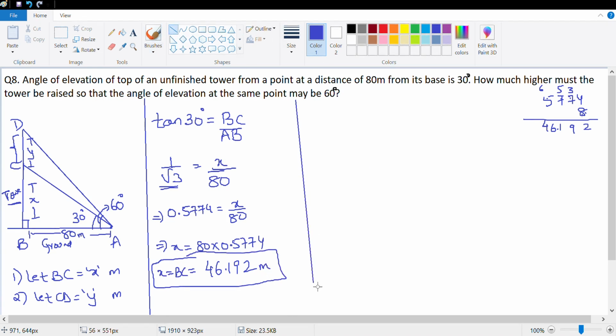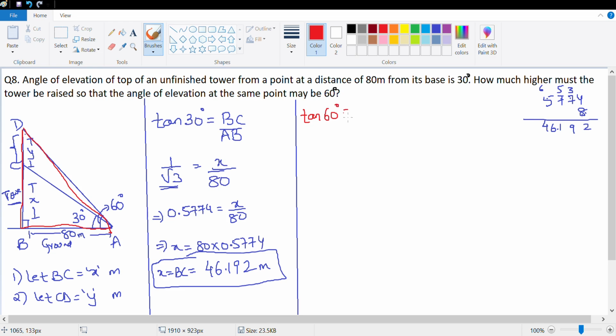Perfect. So we've got the value of BC. Now we need to figure out the value of CD, but CD will not form any right angle triangle. So let's find the value of BD, from which we can subtract BC, because triangle ABD is a right angle triangle, and my angle of elevation is 60 degrees. So let's apply tan 60 degree in the triangle ABD. Tan 60 degree would mean BD upon AB.